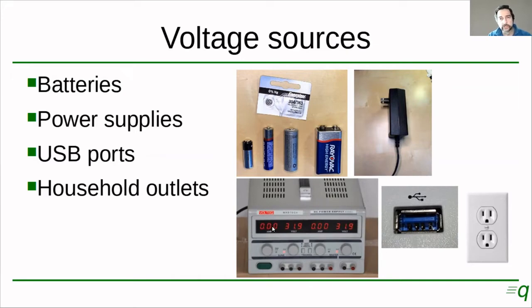Another source of DC voltage is the USB port. USB ports in computers supply 5 volts. So many times you plug stuff onto your computer USB port. For instance, you can charge your phone by plugging it to your computer port, right? That's because this will provide 5 volts. And of course, you have the outlets that you have in your home.